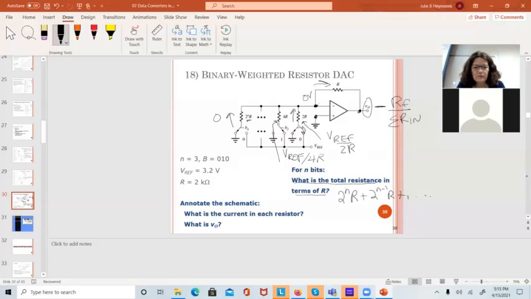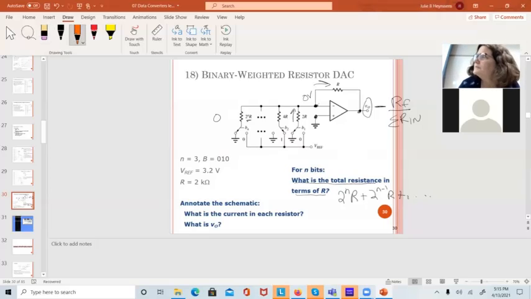Current in each resistor, what is V out? Okay, so N equals 3. Let's just erase this and set it up the way I was supposed to do. Oh, hey, it is that late. Okay, we'll talk about this one again. You may see this one again.